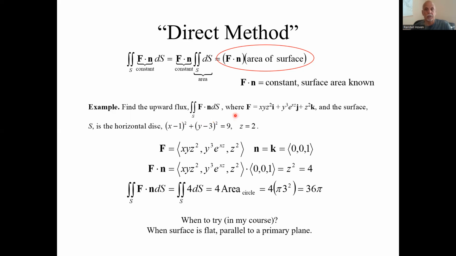Find the upward flux. This is the vector field. And the surface is just this horizontal disk. Look at this. This is a disk of radius 3 hovering parallel to the XY plane at a level where z equals 2. Just a flat circular disk as it's centered at 1, 3.